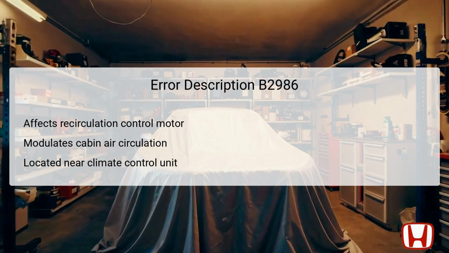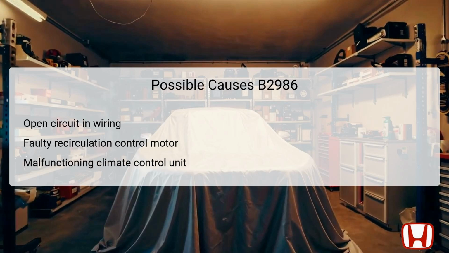When a circuit is open, it disrupts the flow of electrical current, leading to the failure of the recirculation control motor. Hence, understanding the location and role of this component is crucial for effective troubleshooting. Several potential causes can lead to the activation of DTC B2986. The most common reason is an open circuit in the wiring associated with the recirculation control motor. This could result from wear and tear, external damage, or loose connections over time.